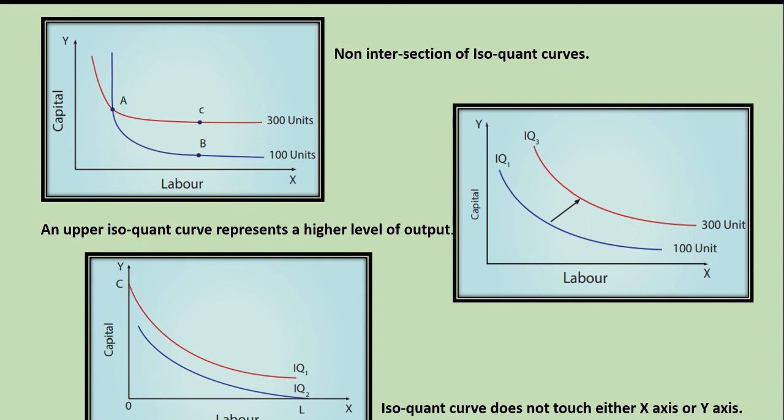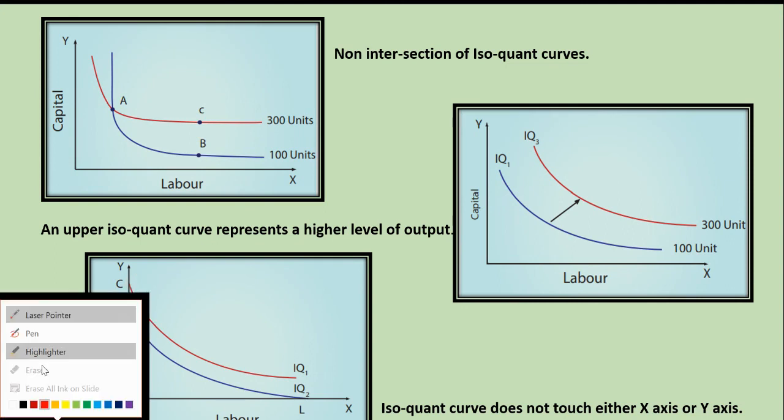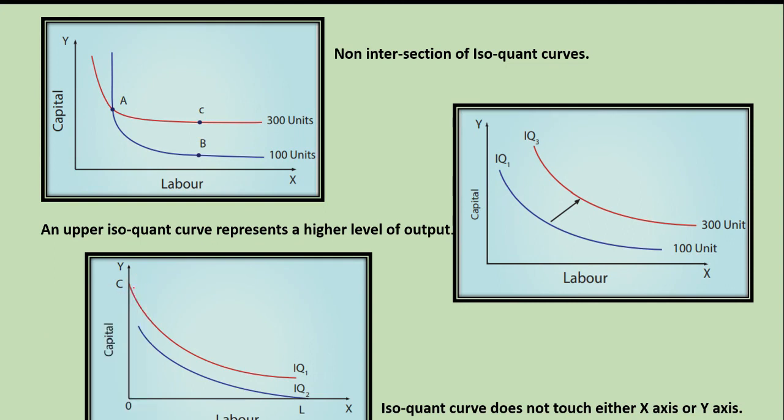At this particular point, how much is the amount of labor? Labor is 0. Labor, because on the x-axis we have marked labor. Labor is 0. How much is the capital? We are using this much capital.